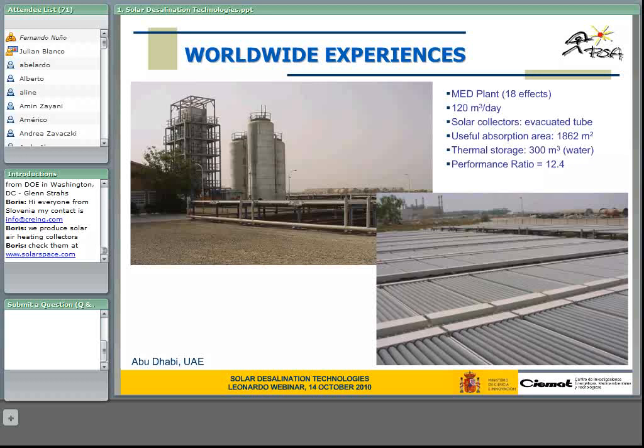Here you can see a picture of a multi-effect plant that doesn't exist today. It was built a number of years ago. It was an 18-effect multi-effect distillation plant which produced about 120 cubic meters per day and used evacuated collectors. It was connected to about 1,800 square meters of evacuated tube collectors, with a thermal storage of about 300 cubic meters of water. The performance ratio of this plant was 12.4.